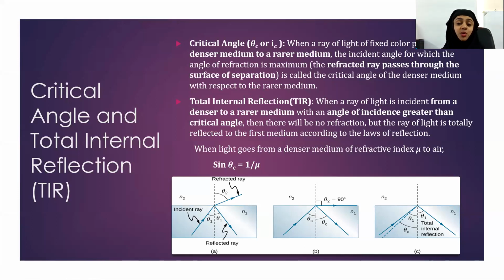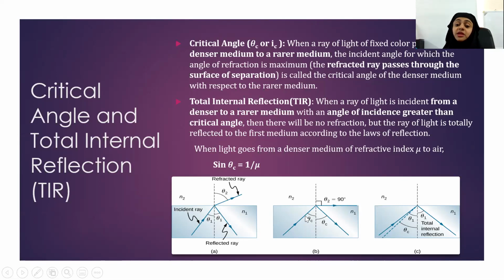Okay, is that clear what is critical angle? Yes, teacher. So that is the critical angle. Whenever light is traveling with the critical angle, it will go along the surface. The refracted ray will go along the surface.